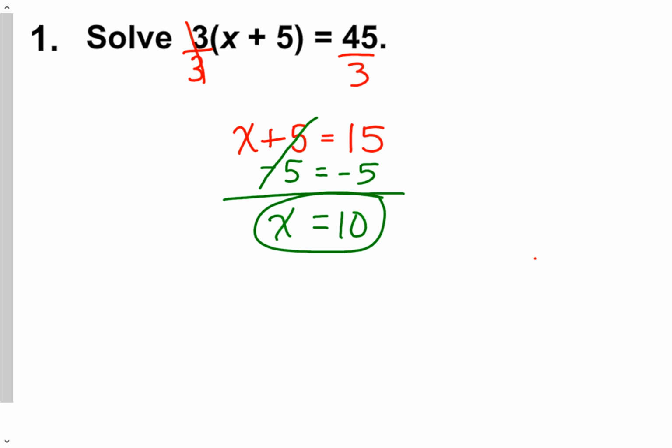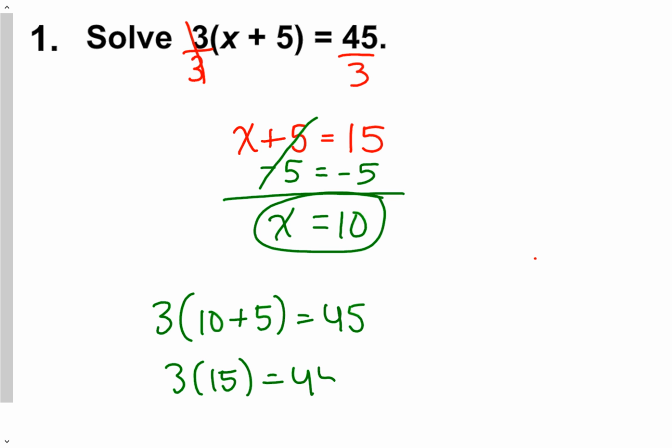Okay, and if you just wanted to check your solution, you can always plug it back into the original equation. So instead of the x, I put the 10. So 3 times 15, that does equal 45. So if ever you want to check your solution, just plug it back into the equation.